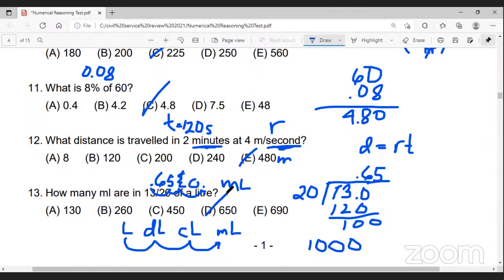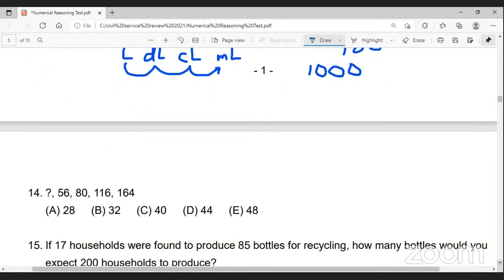Okay, thank you for sharing, Mark. That 1 liter is equal to 1,000 ml, or you could make use of the movement of the decimal point, the number of places from one unit to another unit of measurement. Okay, let's proceed to the next item. How about this? Another given sequence. Can you think of the pattern for that?